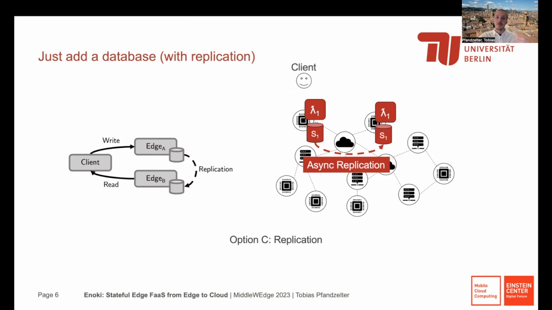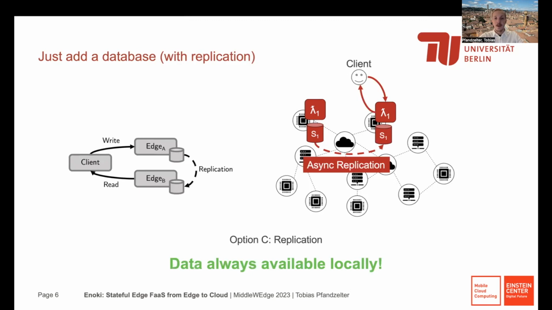And now when the client moves to a different location, it transparently can access an identical function at a different location, but with the same backend data, locally, without having to incur this extra round trip for every invocation. And this way, we always have backing data available locally in our edge FaaS system.